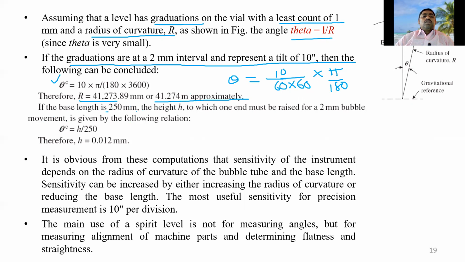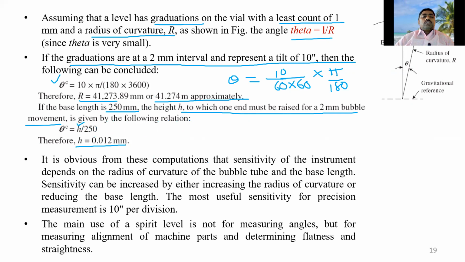Suppose the base length is 250 mm, and we want the height h to which one end must be raised for a 2 mm bubble movement. In order to move the bubble through 2 mm distance, what is the height or angle to be tilted? That is h by L. Here L is 250 and h you want to measure. You know this theta, and you can substitute here and you will get the H value as 0.012 mm.